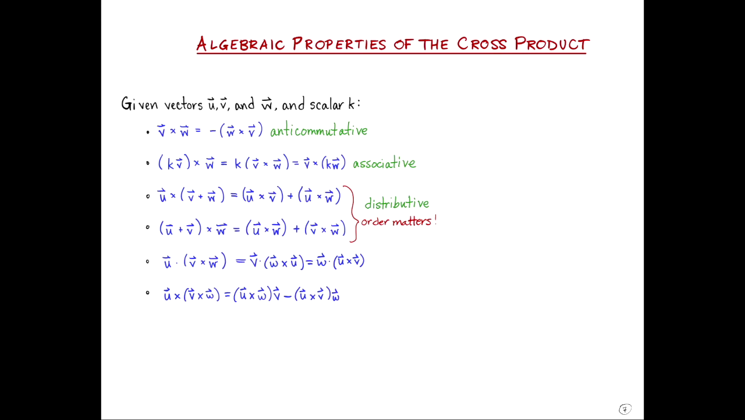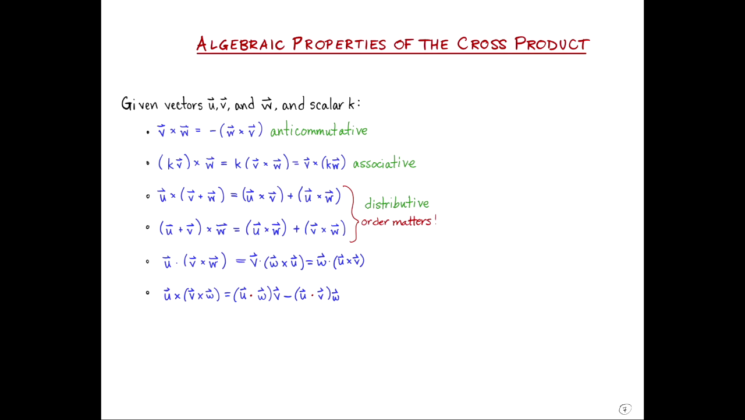Right about now, you should be growing concerned because u cross w is a vector and v is a vector, and you can't multiply vectors together. Instead of the cross product, we should have the dot product. And now the property makes sense because u dot w returns a scalar, and we can multiply a scalar times a vector.